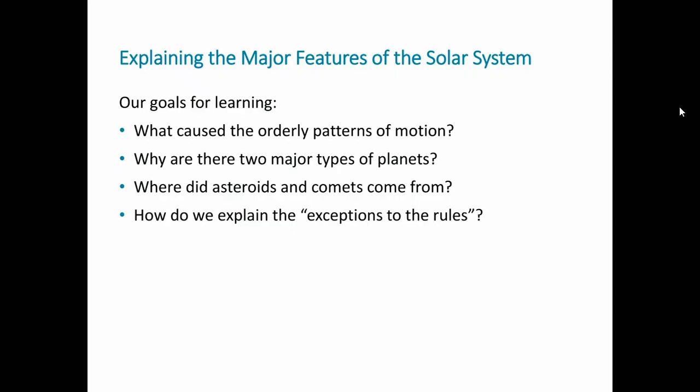So our theory needs to explain why all of the planets orbit the sun in the same direction and why they almost all rotate around their axes in the same direction. Why are there different types of planets? Why are there rocky planets and gas giants? Why are there asteroids and comets? And then those exceptions, like Uranus having a high axial tilt and Venus rotating on its axis in the opposite way. Can we explain those things using our nebular theory?